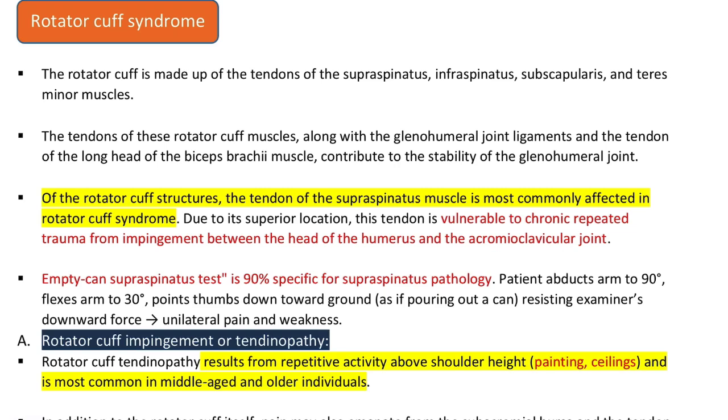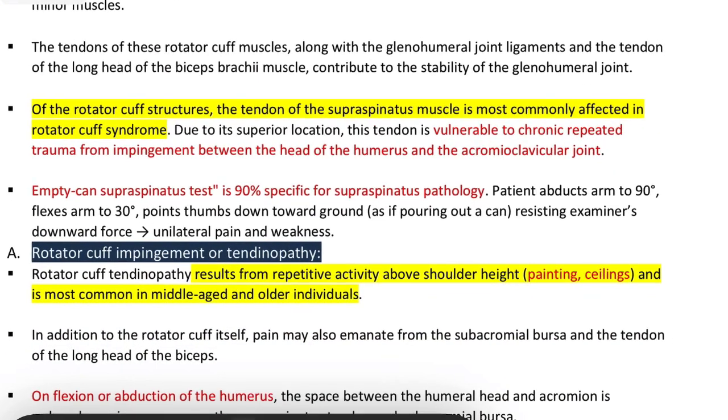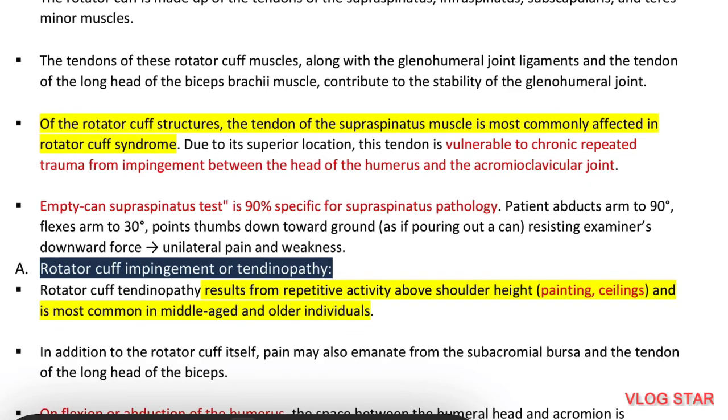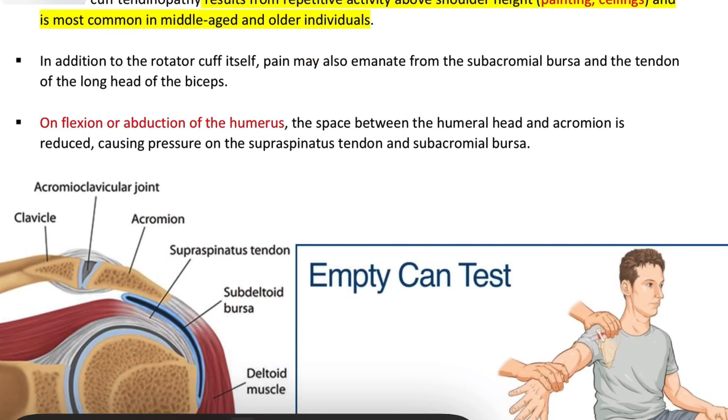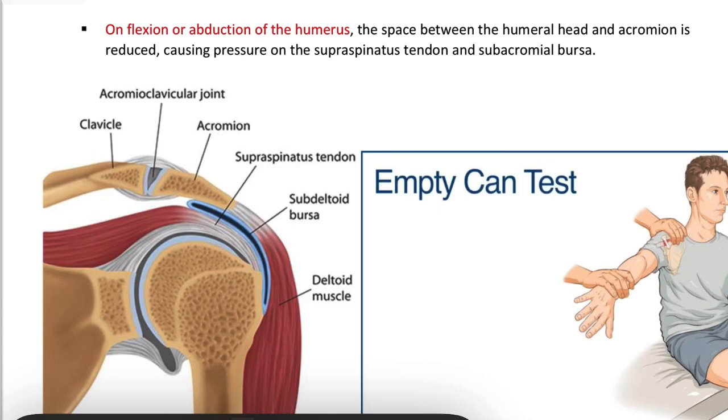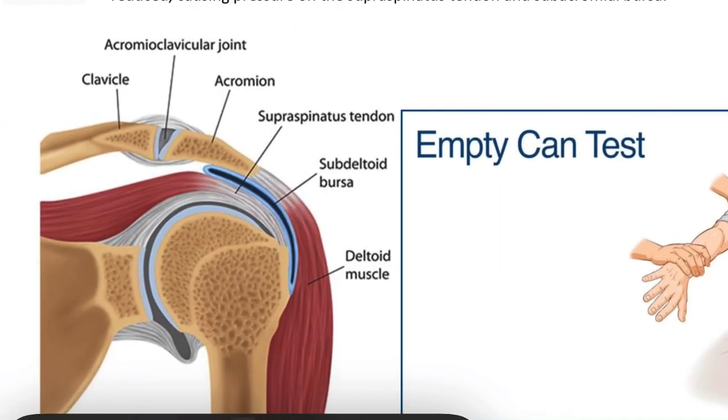Mostly the rotator cuff is made up of tendons. The tendons we call supraspinatus, infraspinatus, subscapularis and teres minor. The tendons of these rotator cuff muscles, along with the glenohumeral joint ligaments and the tendon of the long head of the biceps brachii muscle, contribute to the stability of the glenohumeral joint. So we have some ligaments, and these tendons help form the stability of the shoulder.